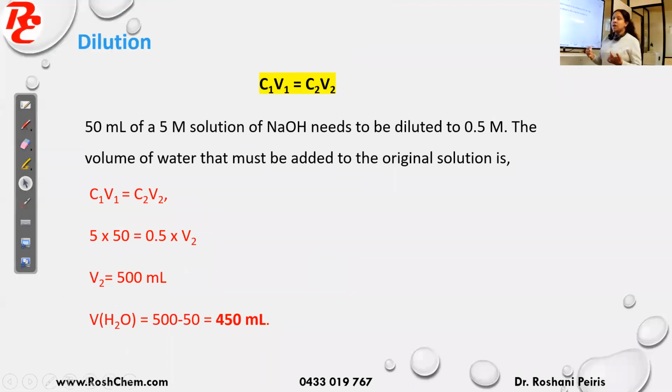Okay, so how do we do a dilution question? For dilutions, we use C1V1 equals C2V2. Okay, we'll look at this question. 50 mL of 5 molar solution of sodium hydroxide needs to be diluted to 0.5 molar. So dilution means what? You have a concentrated solution. By adding water, you drop the concentration. So that's called a dilution. So now you have a 5 molar solution. Its volume is 50 mL. And I want to dilute that to 0.5 molar.